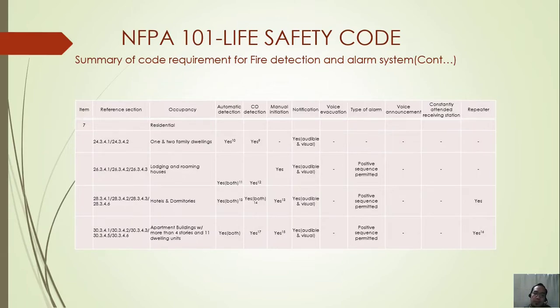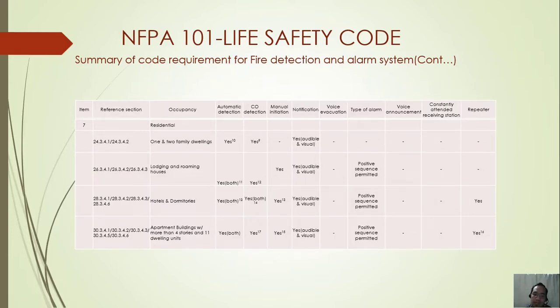So under one and two family dwellings, guys, automatic detection, yes, is required. Again, guys, when I don't say both, it means only fire detection. So fire detection, yes, is required. CO, yes, is required. Audible and visual notification, yes, is required. The rest is no. Lodging and rooming house, manual, yes, required. For automatic detection, both sprinkler and fire detection are required. And at the same time, you also have requirements for CO.